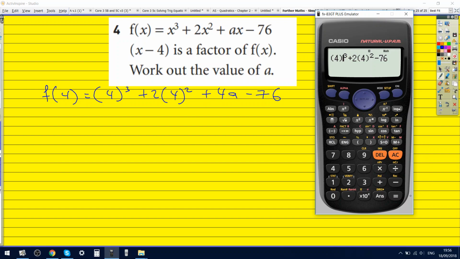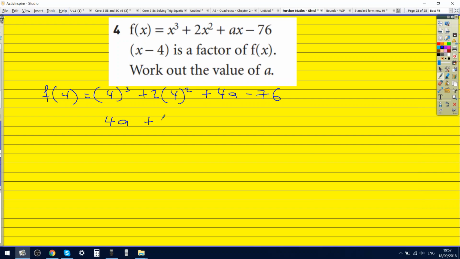So we have 4a plus 20 here, right? Yeah. So then the f of 4 is 4a plus 20. How do we solve for a? It says x minus 4 is a factor. So what do you know about the f of 4? The f of 4 is also equal to 0. Correct. And so 4a plus 20?